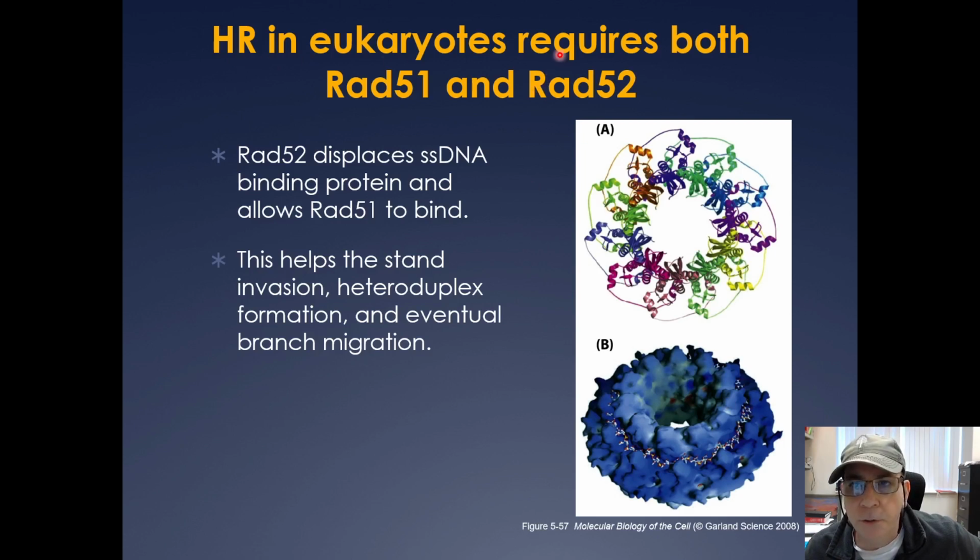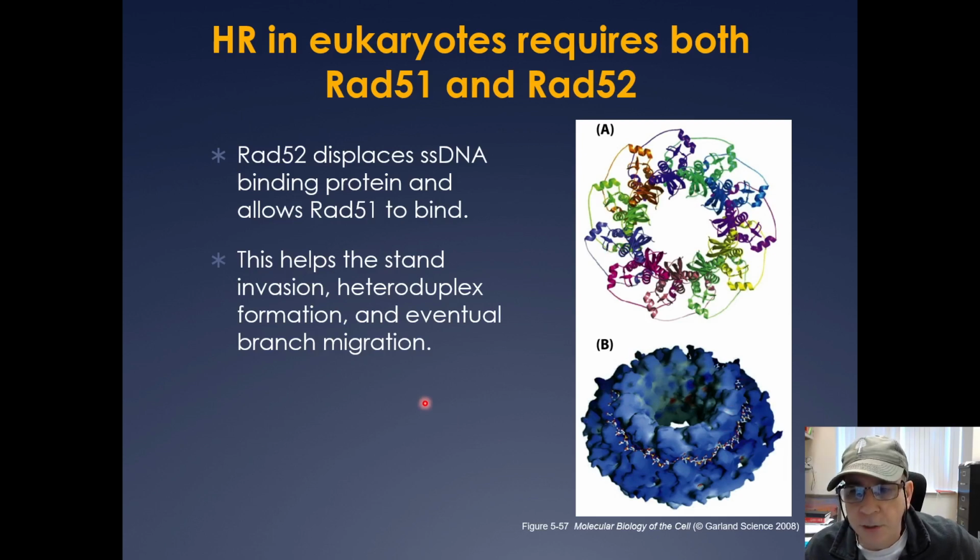HR in eukaryotes actually requires this other enzyme, RAD52. What RAD52 does is it displaces single-stranded DNA binding proteins, right? We saw those single-stranded DNA binding proteins during DNA replication. If you have a piece of single-stranded DNA, the single-stranded DNA binding proteins are going to want to bind, but you actually need to put RAD51 on for the strand invasion. So RAD52 displaces that, and that assists with the strand invasion and eventual branch migration.